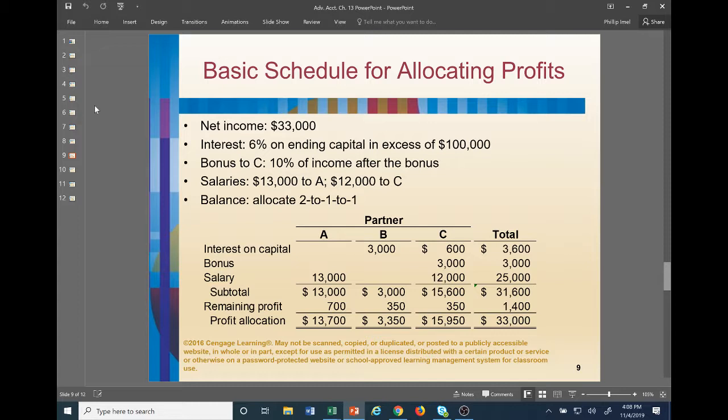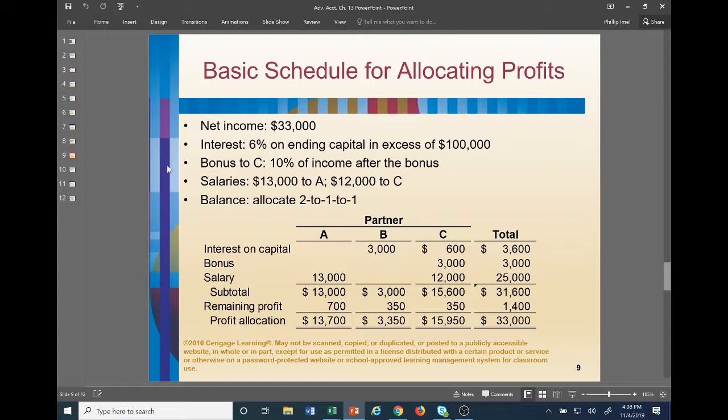Salaries of $13,000 and $12,000 are to be allocated to partners A and C respectively. The balance of income is to be allocated in the ratio of 2 to 1 to 1 to A, B, and C respectively. Notice that these provisions govern the allocation of profit and not the actual distribution of assets. Now, assuming a partnership income of $33,000 and ending capital balances of $80,000, $150,000, and $110,000 for partners A, B, and C respectively, income is allocated to the partners as shown in this illustration here.